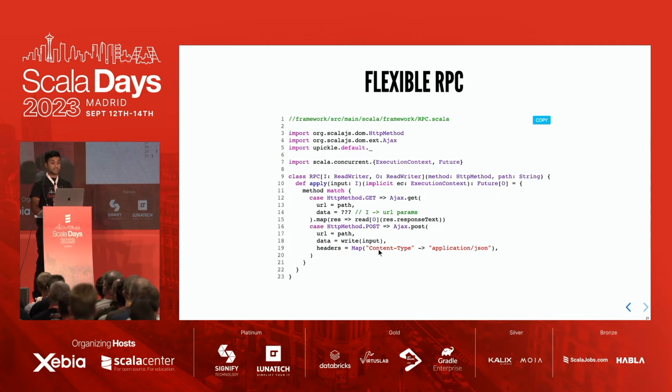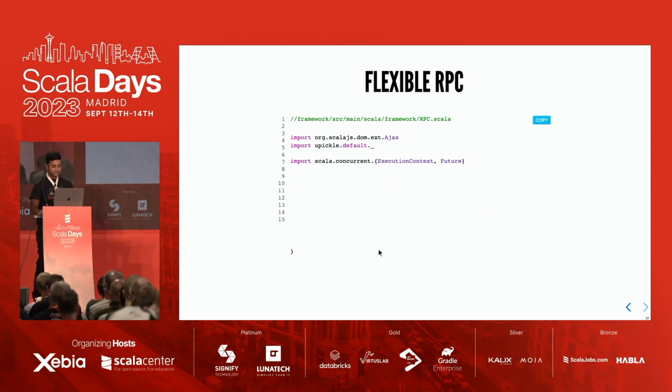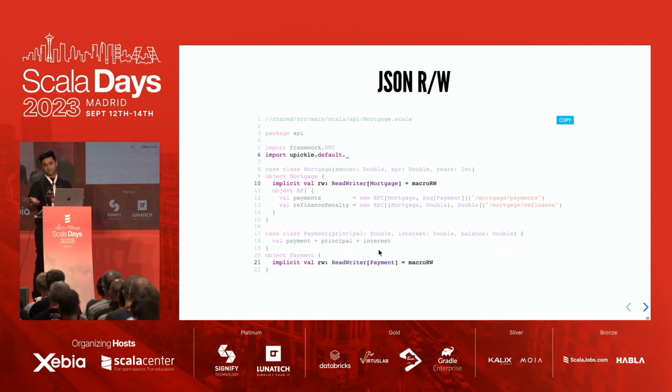Okay, so this is it. This is 6-7 lines of code, and I've implemented a way to define RPCs that are type safe, that live at some endpoint. Okay, let's go over the JSON read write.